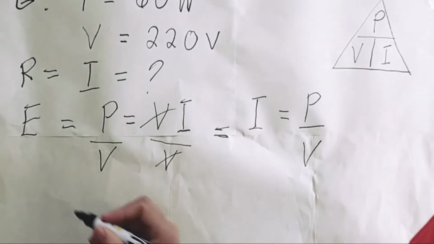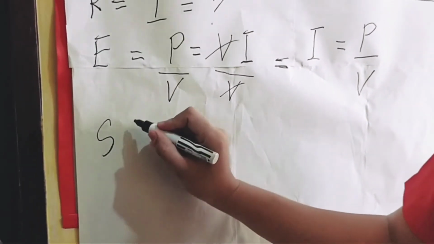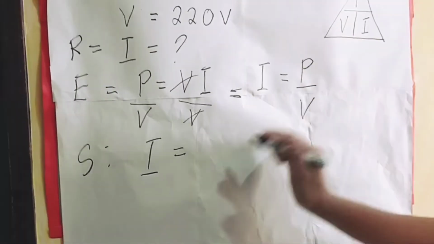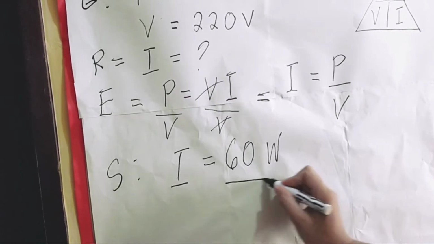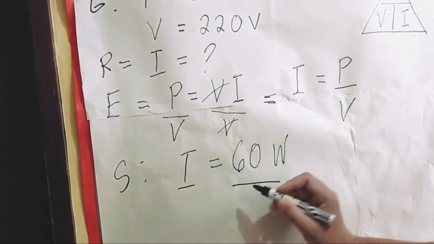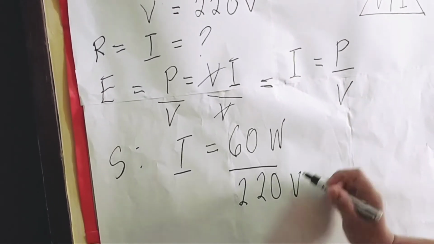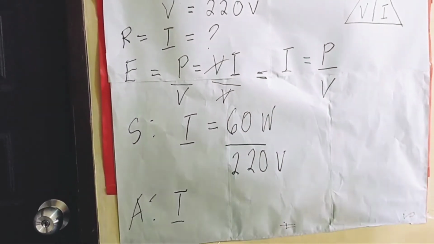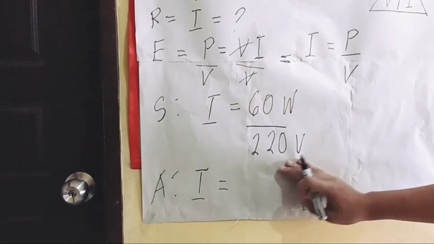Okay, our solution: let's substitute the values given in the problem. So what is our power? 60 watts. And what is the value for voltage? 220 volts. So what is the answer for 60 watts divided by 220 volts?